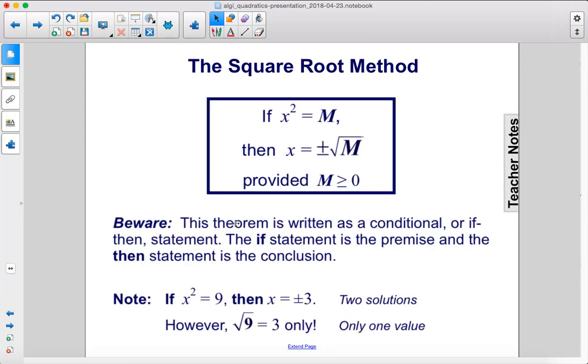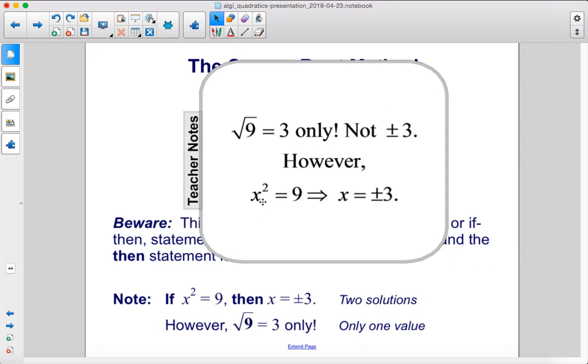Beware, this theorem is written as a conditional or if-then statement. The if statement is the premise, and the then statement is the conclusion. Note, if x squared equals 9, then x equals positive or negative 3. There are two solutions. However, the square root of 9 is 3 only. It's only one value. But as you can see, if you put positive or negative 3 into here, you will get 9 as a result.